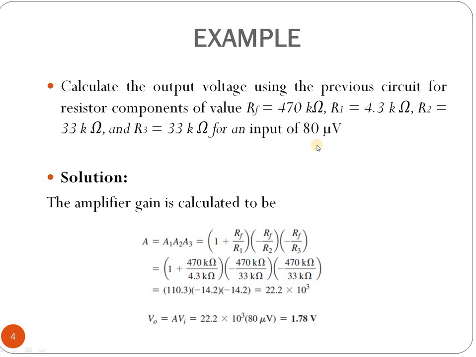So you know that the total gain A equals the multiplication of the 3 individual gains, A1, A2, A3, and the first one is non-inverting, so the gain value is 1 plus Rf by R1. Then the gain A2 is minus Rf by R2 and A3 is minus Rf by R3, because it is said that the previous circuit should be the reference for this example, so we are using the first one non-inverting and the second and third inverting. If we put in these values, we get the overall gain value of 22.2 times 10 to the power 3. And then we need the output voltage V0, and that is A times Vi, that means the gain value times the input voltage. The input voltage is given as 80 microvolt, and the gain is what we just calculated. So the final output is 1.78 volt.